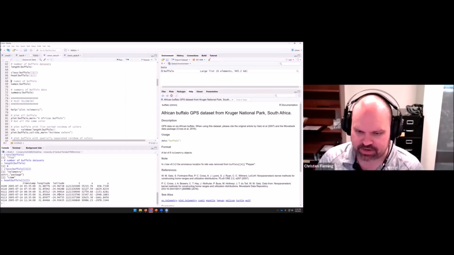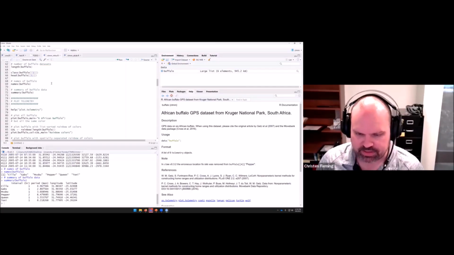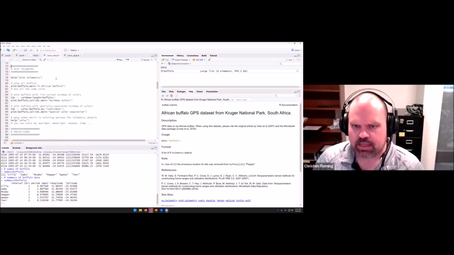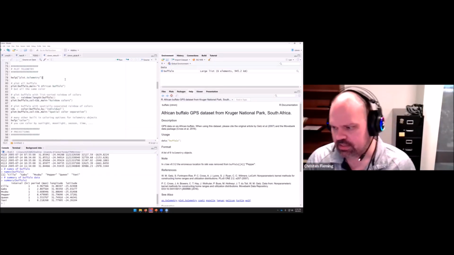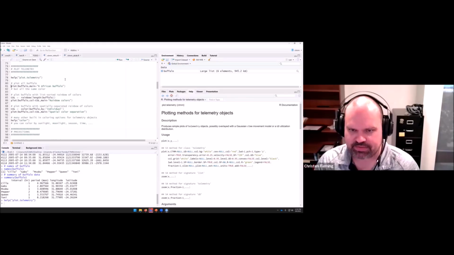The basic structure is that there's longitude and latitude and time in there. And they're named by the names that were given to the different collars or animals. And then there's some summary information that we can get on them as well. The first thing you always want to do is plot the data.